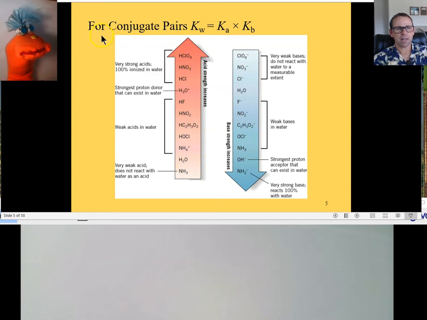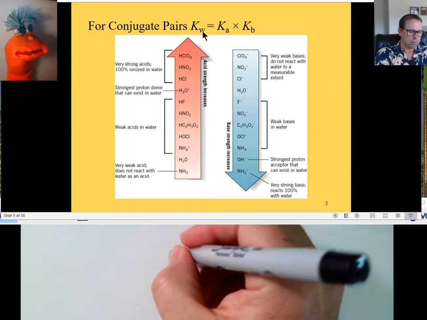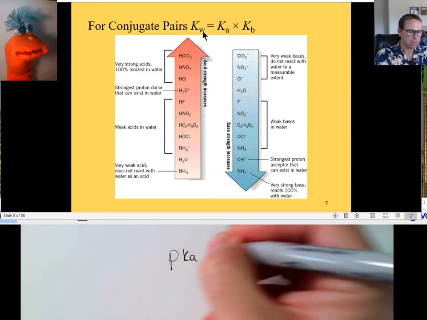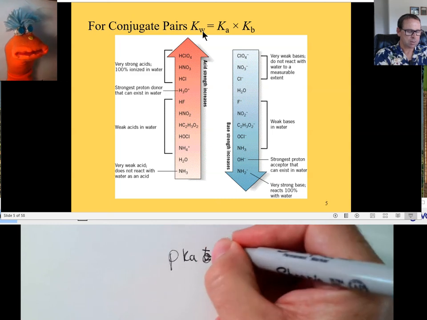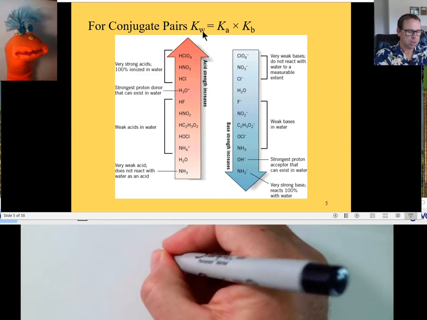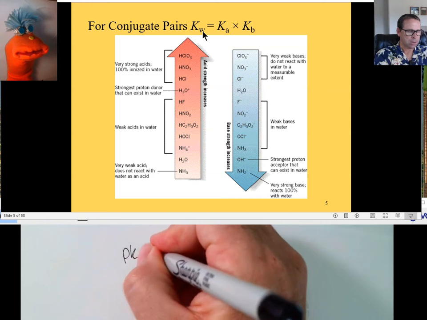And what we see is that for these conjugate pairs, there's a relationship between the Ka of the acid and the Kb of its conjugate base. And it is that Ka times Kb equals Kw. All right? And that also means that pKa plus pKb equals pKw.